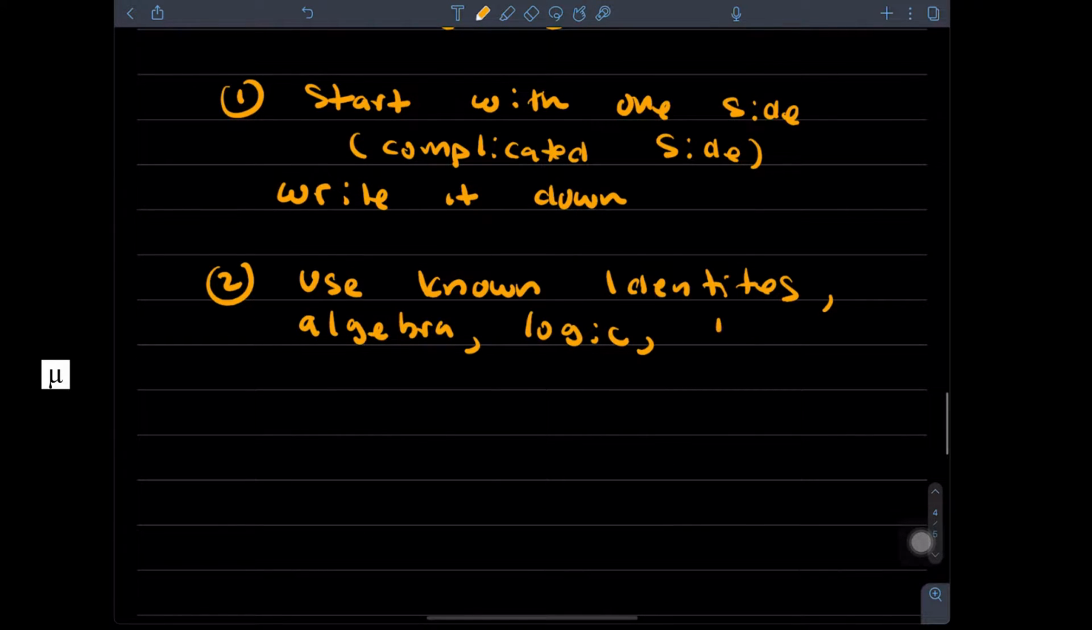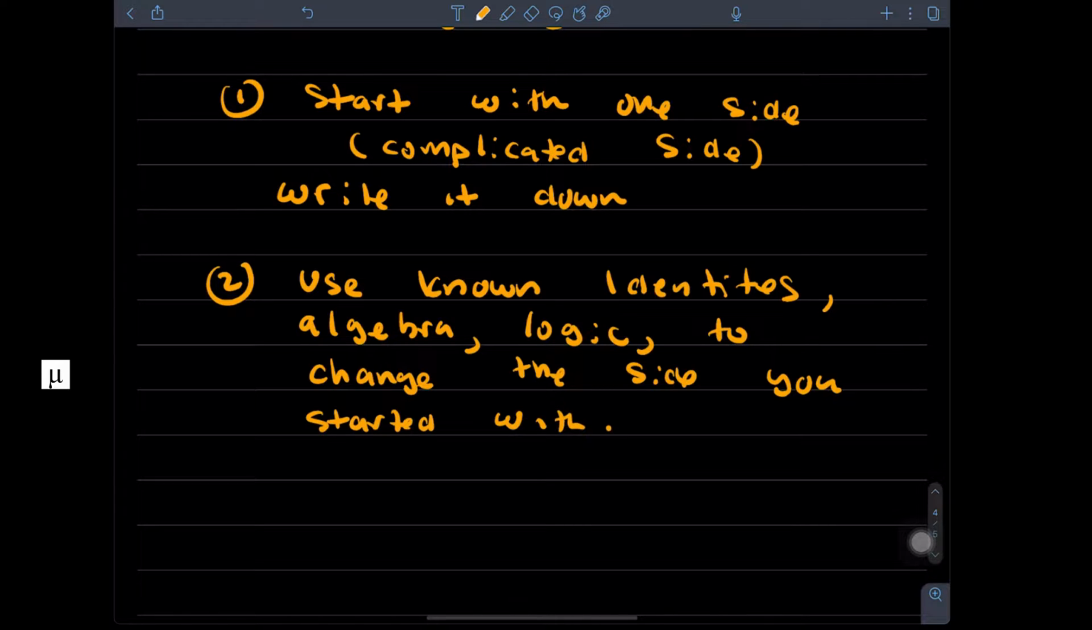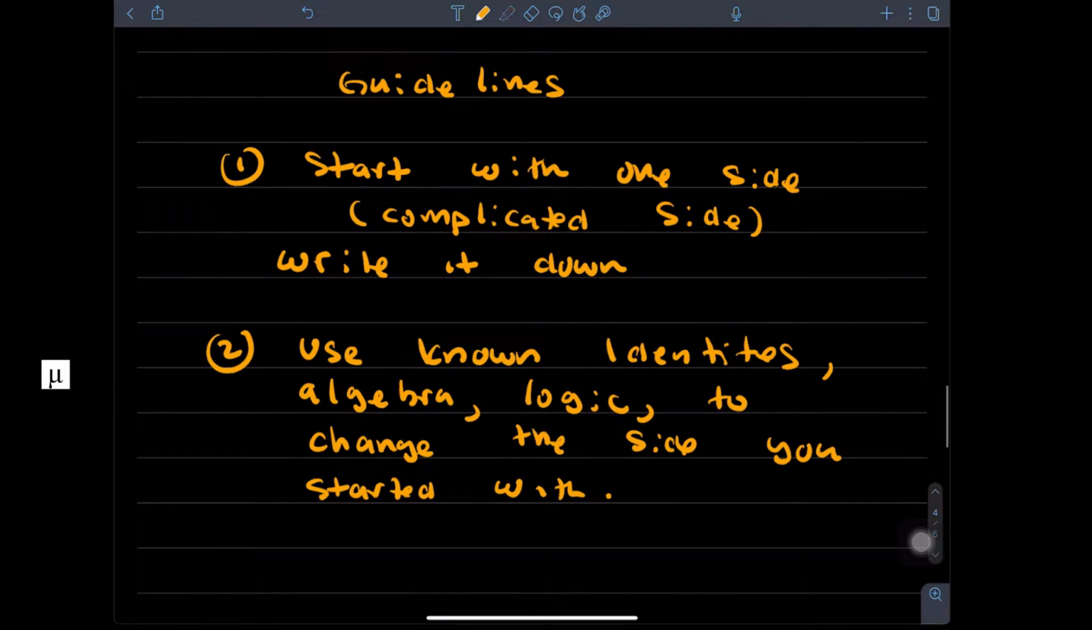Okay? The idea is to change the side you started with. You're really using these two guidelines in our spooky Halloween day here, spooky logic or spooky guidelines.